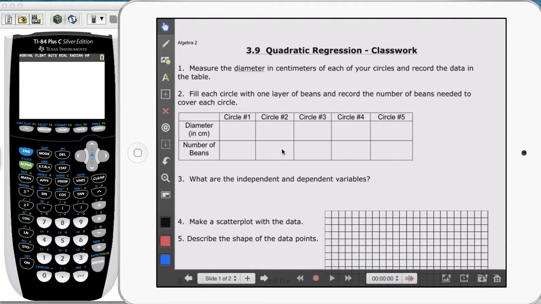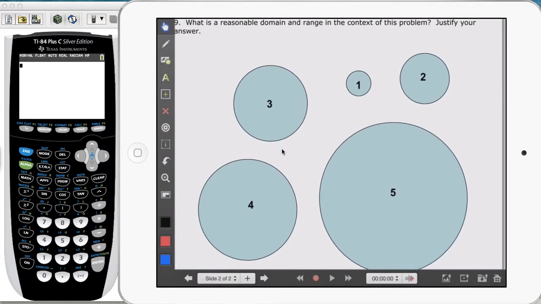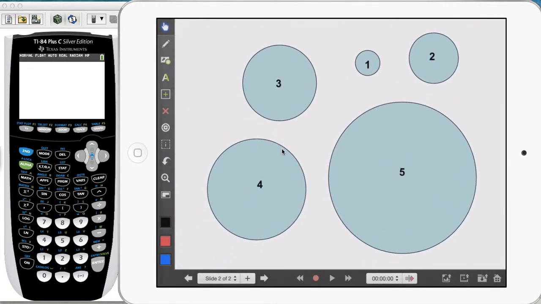Now in this video, we're given a certain scenario. We're given a circle, and we're asked to measure the diameter of that circle. So let's look at the circles that we have. As you can see, we have different sizes, and we're supposed to find or measure the diameter for each circle, record that in the table, and then fill each circle with 1 layer of beans, and count these beans and record the number of beans in the table as well.